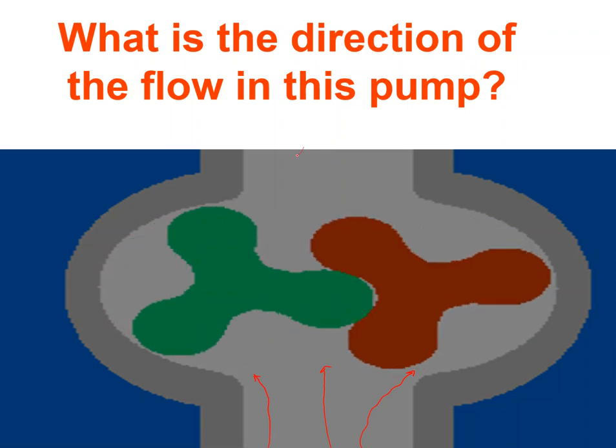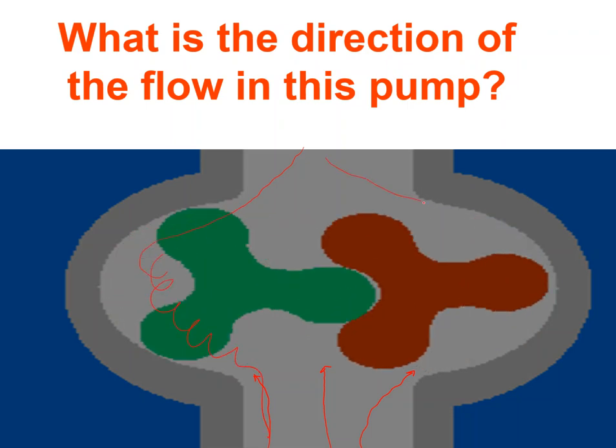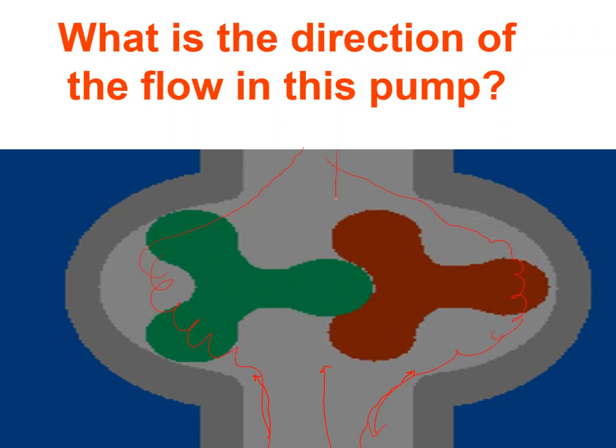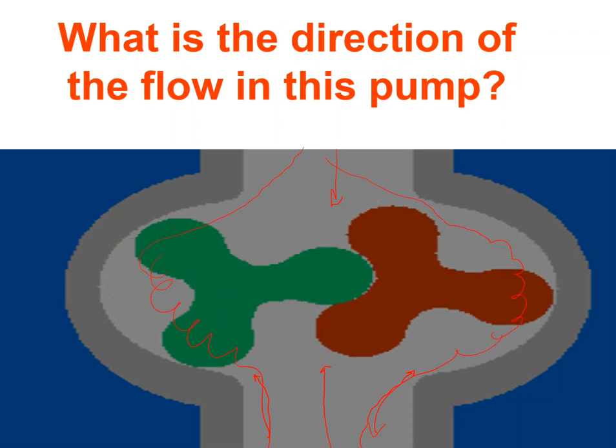If the fluid is trying to come here, yes, it can. It's going to be trapped and then going down. If the fluid is going to go there, yes, it can again, but it cannot go in between. So the flow direction then is from up to down. How? By trapping the fluid between the gears and the casing.